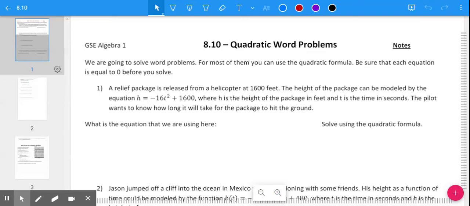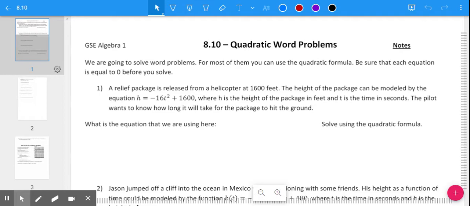Hey guys, this is 8.10 quadratic word problems. So, a relief package is released from a helicopter at 1,600 feet. The height of the package can be modeled by the equation h equals negative 16t squared plus 1,600, where h is the height of the package in feet and t is the time in seconds. The pilot wants to know how long it will take for the package to hit the ground.